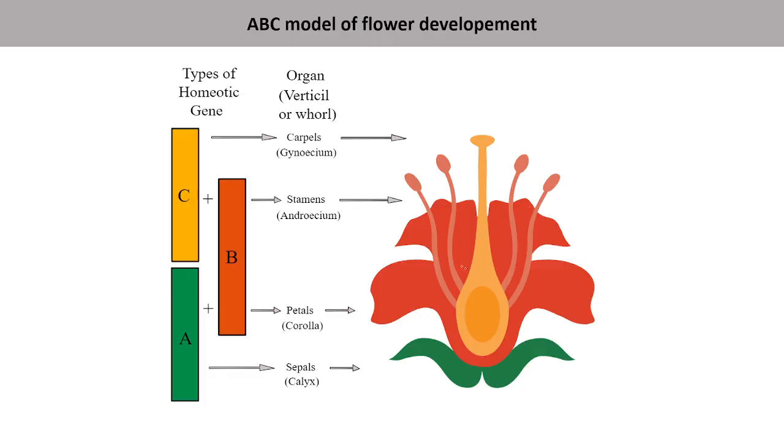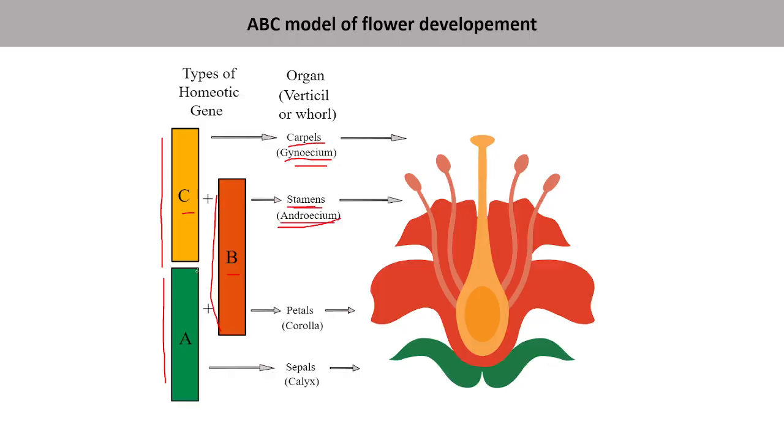Now the way these genes are placed here is the C gene, A gene and the B gene placed here. The reason they are placed this way is that when only the C gene is expressed, that will help in the formation of the gynoecium. Gynoecium is also called the carpel. Now, when B and C genes express together, they will form the androecium, which is also called the stamen or the male part of the plant.